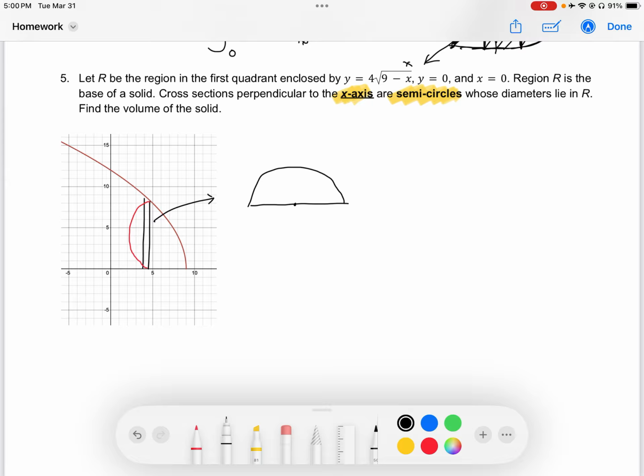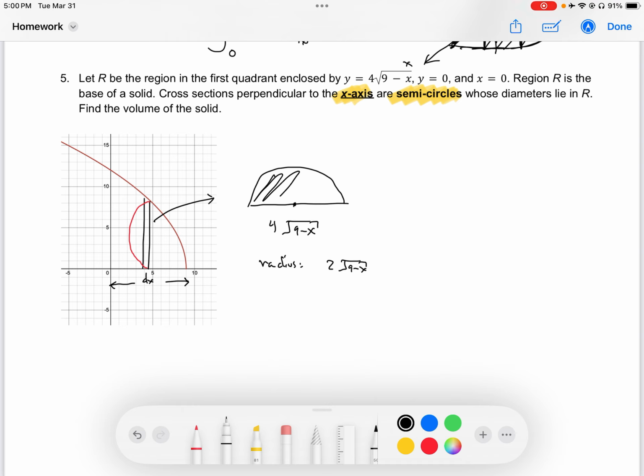And this diameter here is simply the function, which is 4 times the square root of 9 minus x. Remember, we're integrating with respect to x because this is dx, and we're going to slide these slices from 0 to 9. That means the radius of this little friend is 2 times the square root of 9 minus x, because that would be half of this.